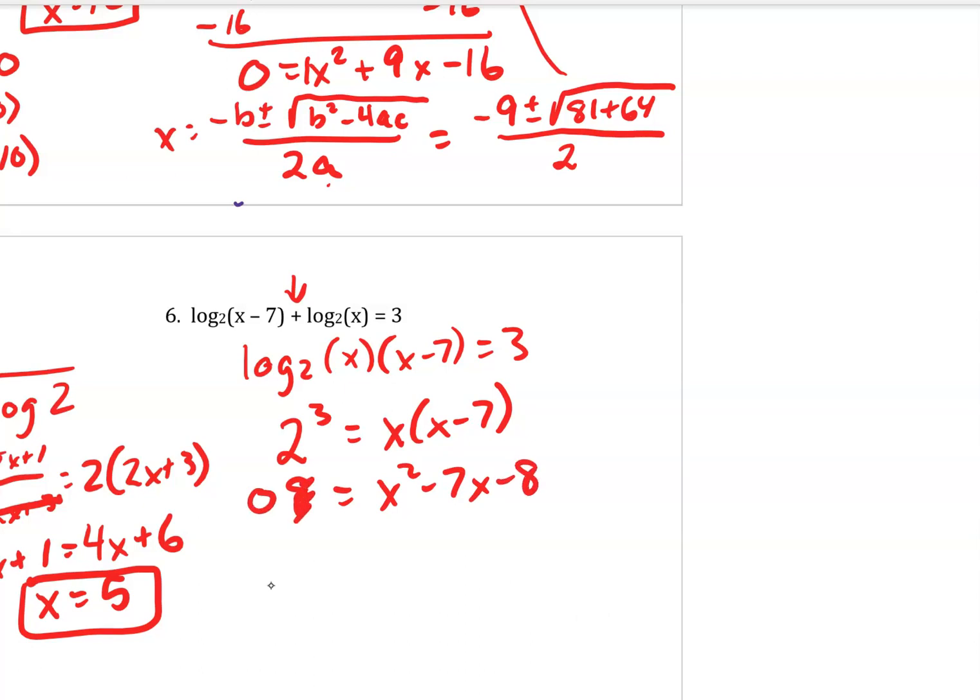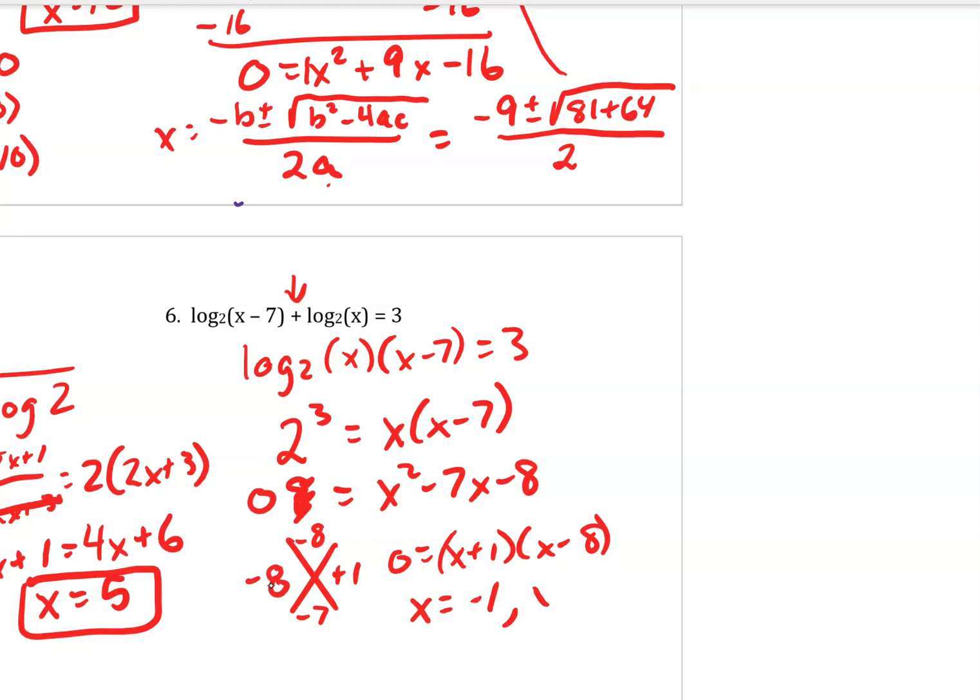And then I'll factor. I need two numbers that multiply together to negative 8, add together to negative 7. So those numbers are positive 1 and negative 8. So I get 0 equals x plus 1 times x minus 8. Zero product property, one of these must be 0 for the product to be 0. So either x equals negative 1 or x equals positive 8.